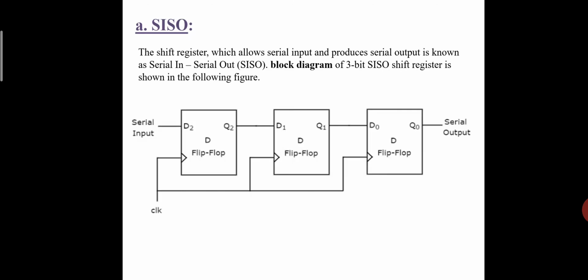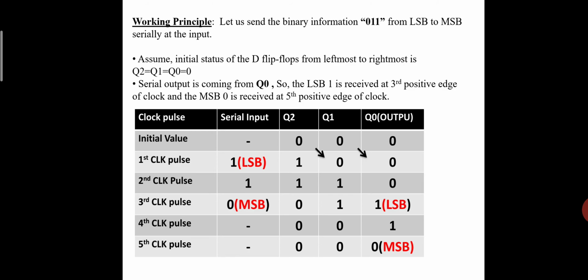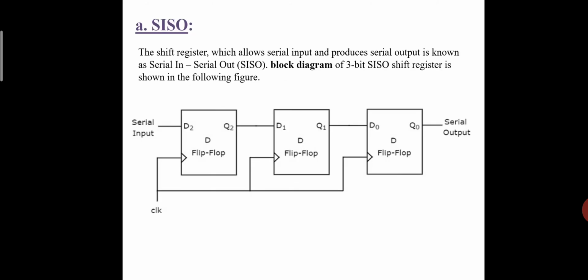So during this clock pulse I will feed the LSB value to this D2, and I will get 1 as output Q2, because the D flip flop will transfer whatever the input is there in the D2. Therefore Q2 is 1, Q1 is 0 and Q0 is 0. So we can observe this in the truth table.